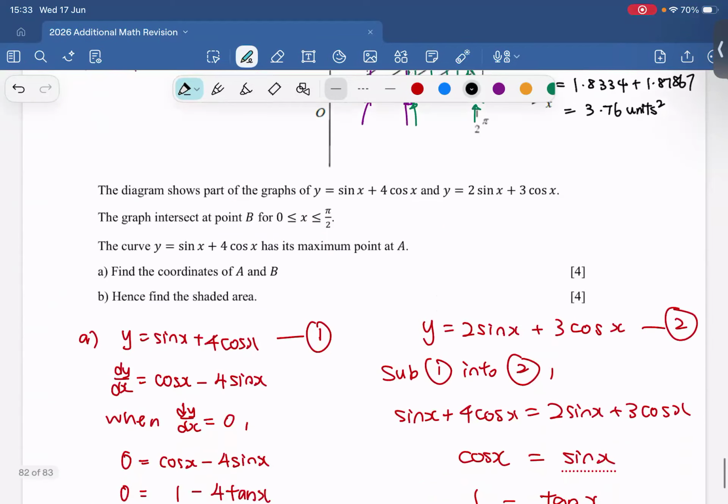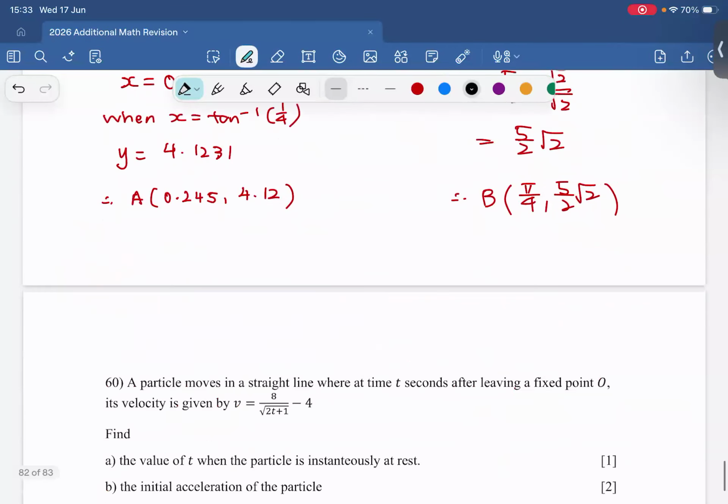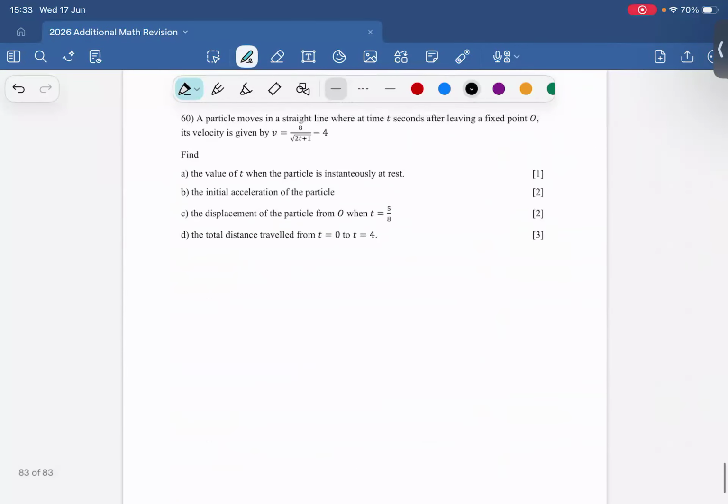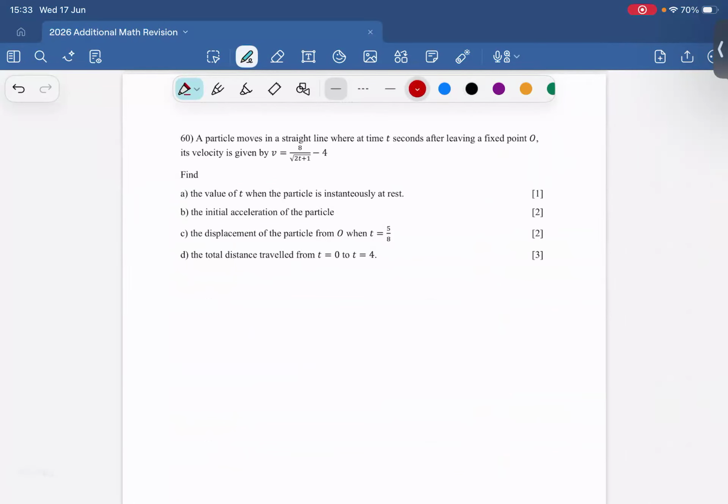Okay, then final question is it? Okay, finally then we will stop here. So a lot of you I have not done plane geometry with you, we will do together as a class. Okay, a particle moves in a straight line t seconds after leaving O, this is the velocity. Find the value of t when instantaneously at rest. Instantaneously at rest means v equals to 0.